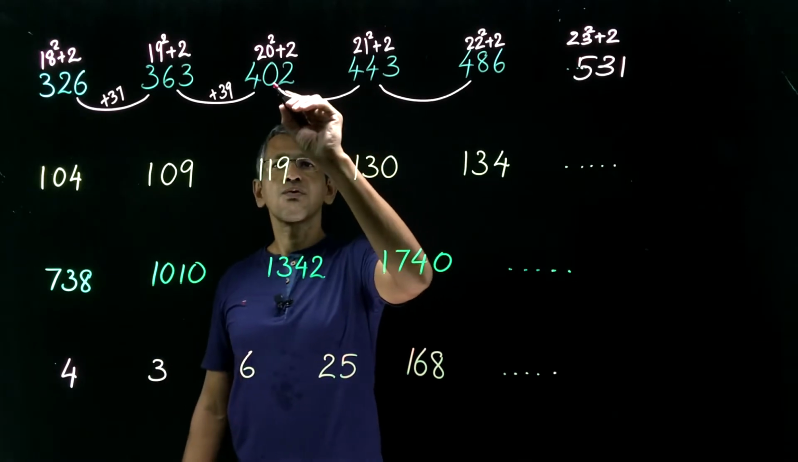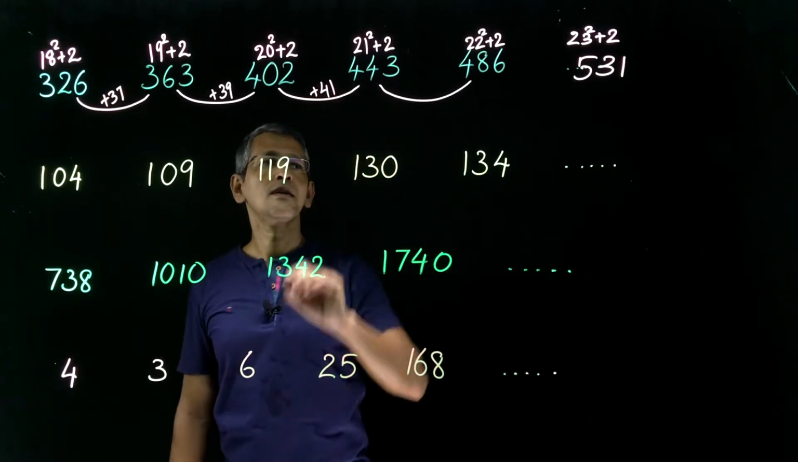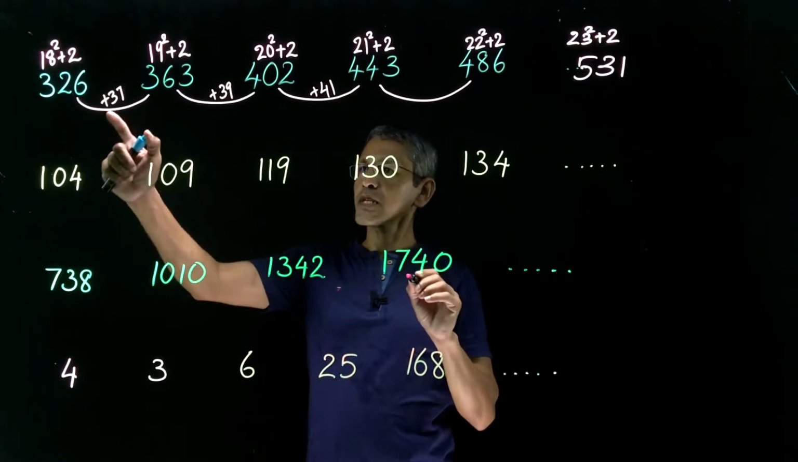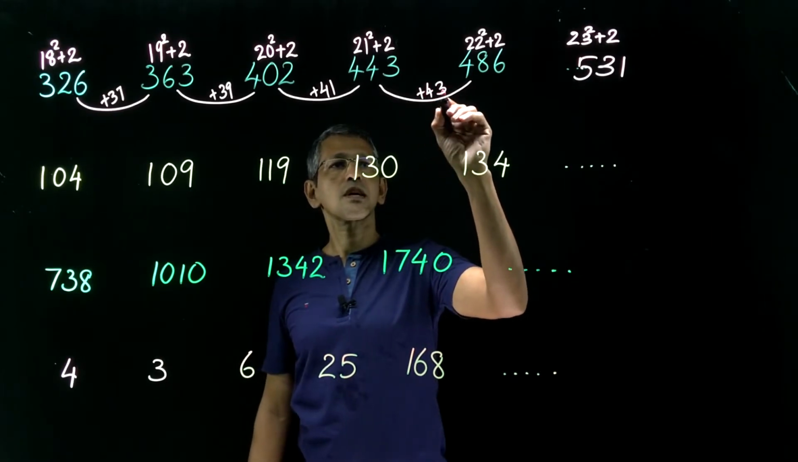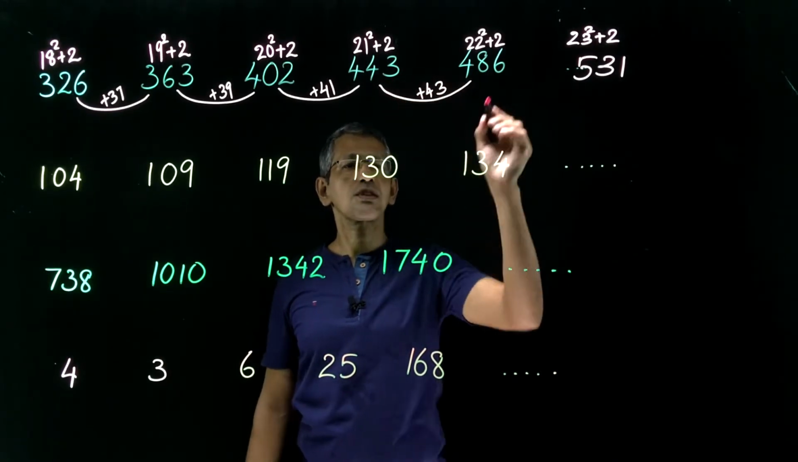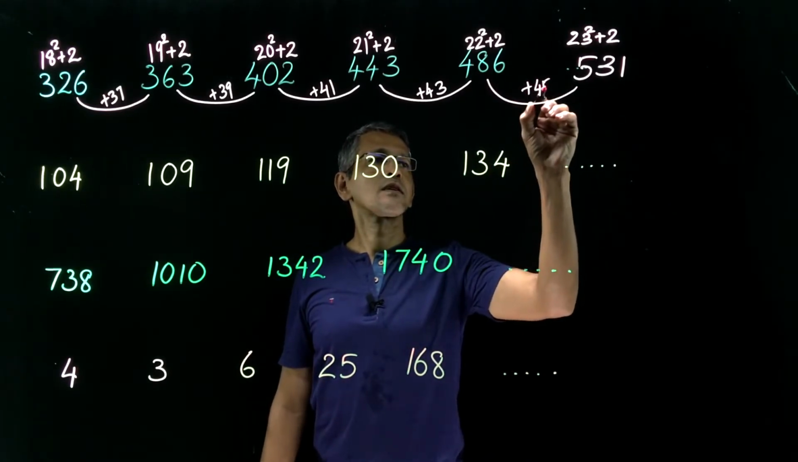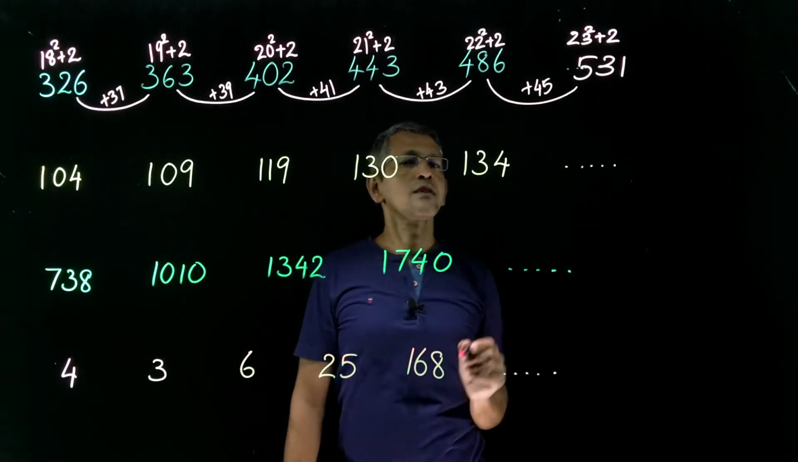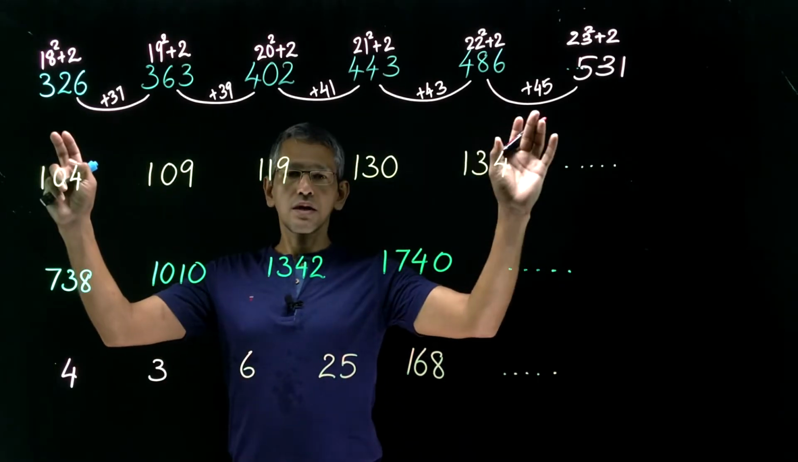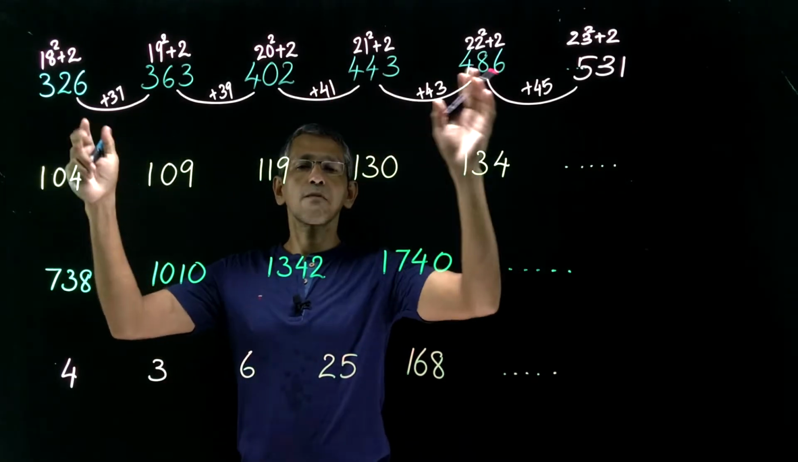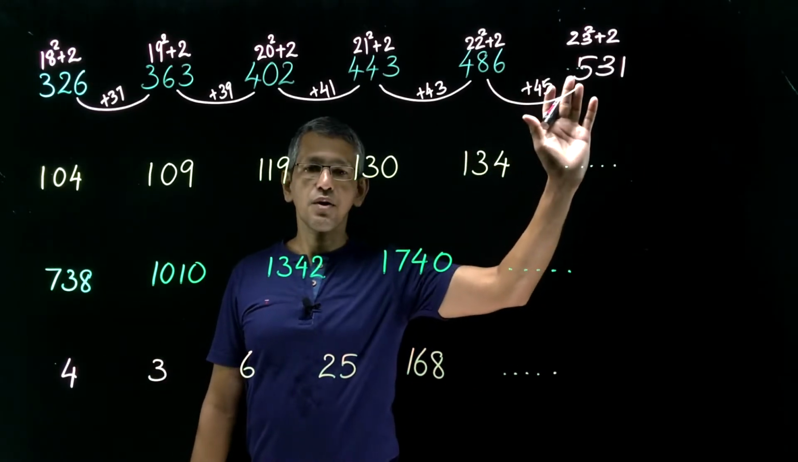And in this case, 402 and 443, the difference is 41. So 37, 39, 41. The next one, definitely it is 43. See that? 443 and 486, so 43 is the difference. The next difference would be 45. So 486 plus 45, the answer is 531. Perfectly all right. In this case, both methods, the differences or the square plus 2, give you the same answer.